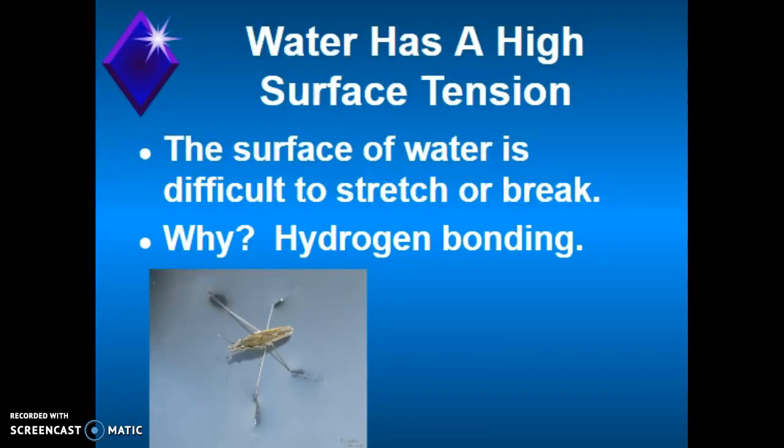Another basic property, water has a high surface tension. It's difficult to stretch or break the surface of water. Of course, we can jump off the diving board and we don't have to worry about bouncing off of it. The surface tension isn't that high. But you see there are organisms that can skip across the water. Again, hydrogen bonding gives it strength.